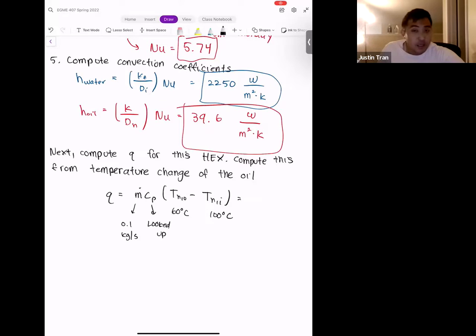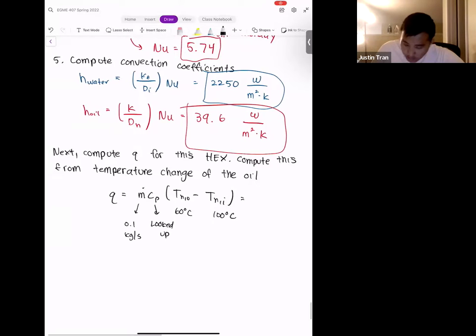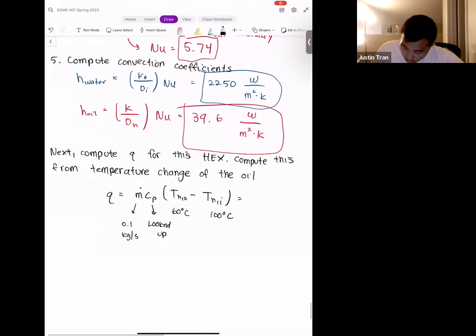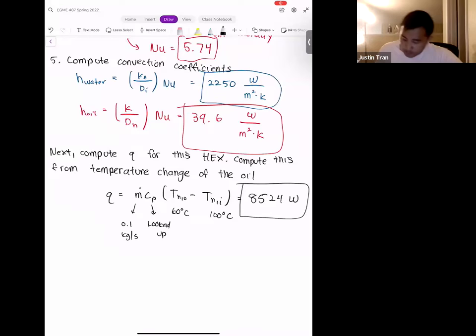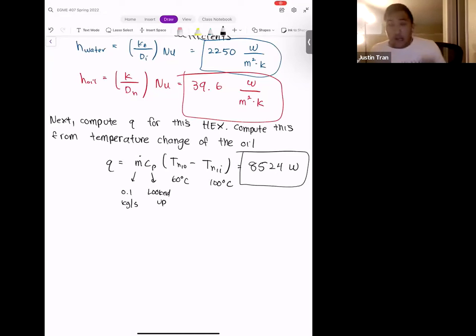So we have everything that we need here. If we plug in all these numbers, we get 8,524 watts. Technically you get negative because you do 60 minus 100, but we'll just make it positive. I mixed up the signs for that one. That's the Q that can go into our length equation, but we can also use this Q to compute the outlet temperature of the water.